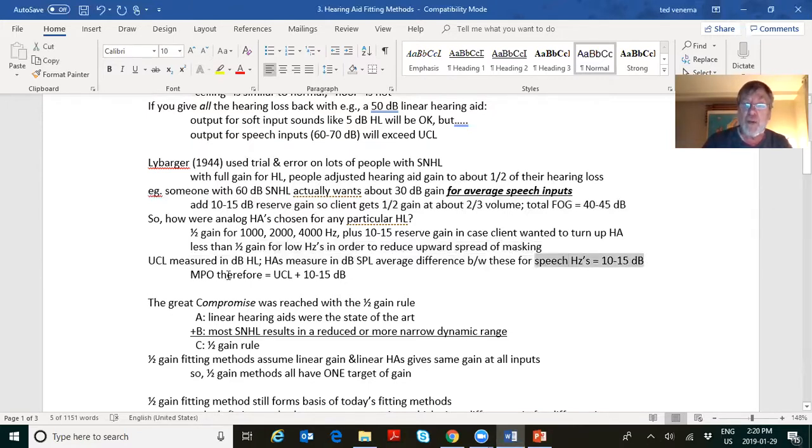Therefore, the maximum power output, how did they choose that? Well, if your UCL, if your loudness tolerance level for speech was, say, 100 dBHL, they would give you a maximum power output of around 110 to 115, because the difference between HL and SPL for speech frequencies is around 10 to 15. Okay, so that's how they did it. That's where this comes from. And that's how largely it still is done today, only it's all computerized.